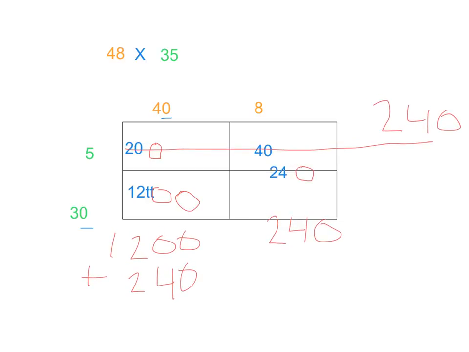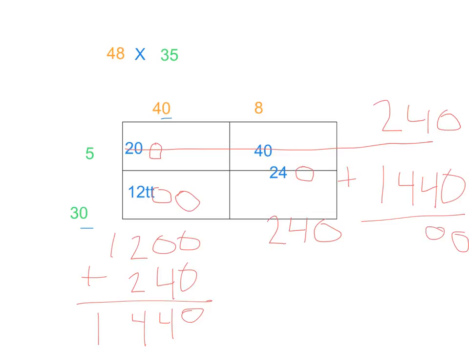Okay. 0 plus 0 is 0. 4 plus 0 is 4. 2 plus 2 is 4. And then the 1. So it's 1,440. The next step, I'm going to add: 0 plus 0 is 0. 4 plus 4 is 8. 4 plus 2 is 6. And then 1 plus, and I can add a 0 to help me remember, 1 plus 0 is 1. So my final answer is 1,680. Now we're going to do the standard algorithm and just see how this connects with it.